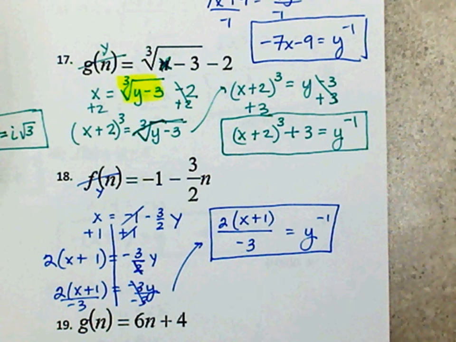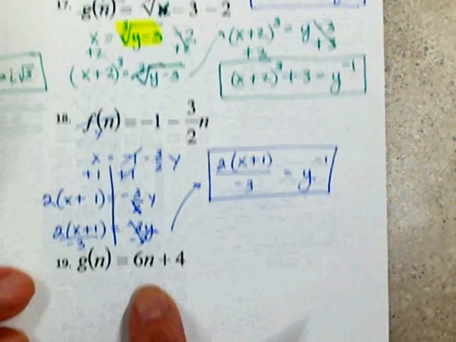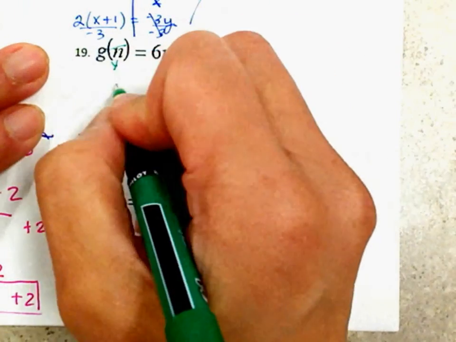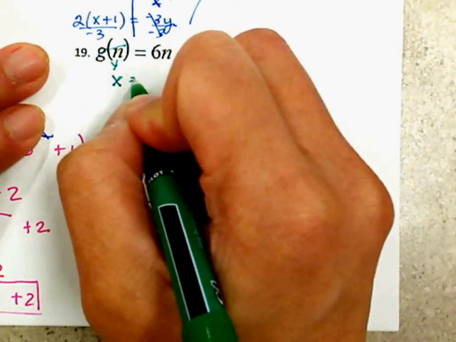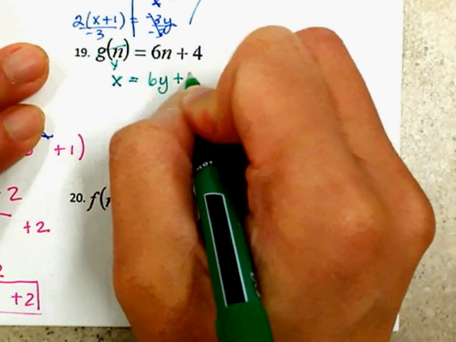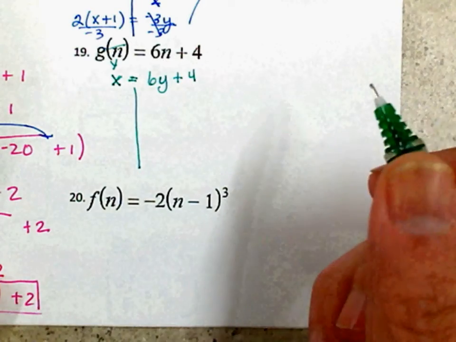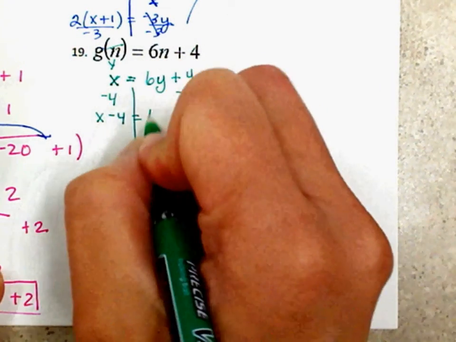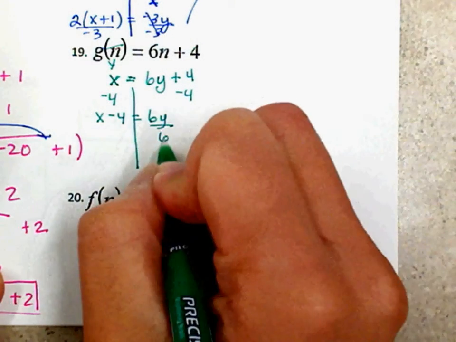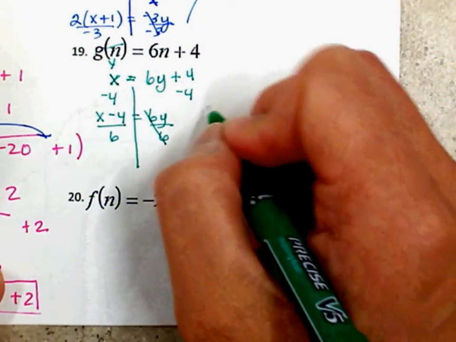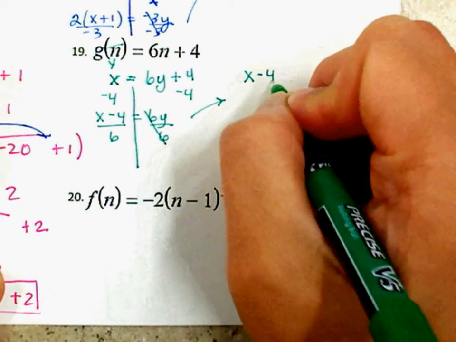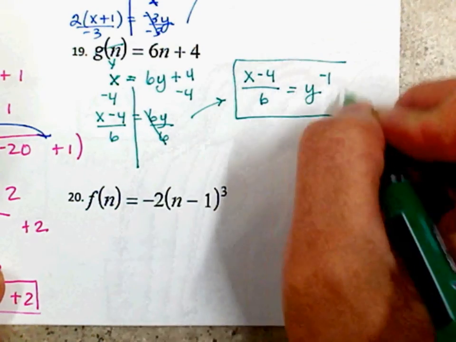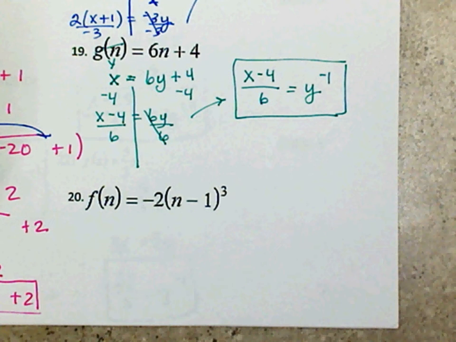All right. Number 19. Here we go. Okay. Change that to a y. So I'm going to switch my x and my y. X equals 6y plus 4. Draw your line if you need to. Minus 4, minus 4. So x minus 4 equals 6y. Divide each of these by 6 or all at one time. So now you have x minus 4 divided by 6 equals y. Add your negative 1. You are finished. That one was a lot easier, wasn't it?